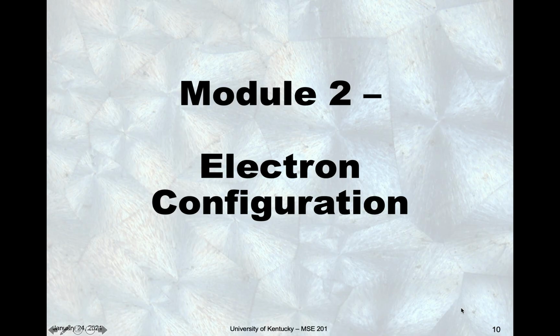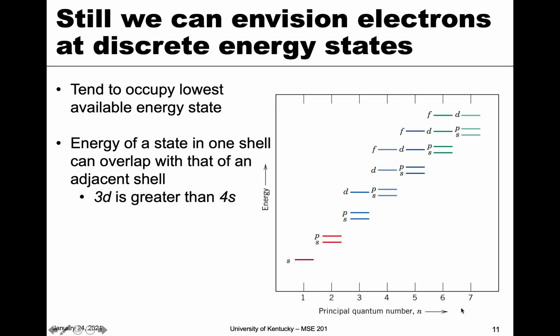All right, so in the second module, we're going to talk about electron configurations. This is taking that basic information we just learned about atomic structure and looking specifically at the electrons. We still view electrons by those discrete energy levels that we just talked about.